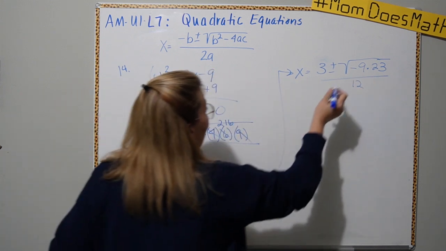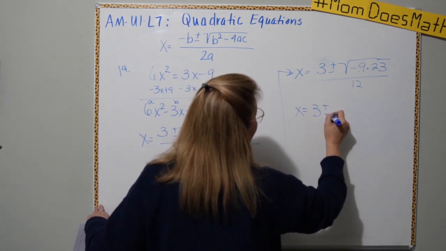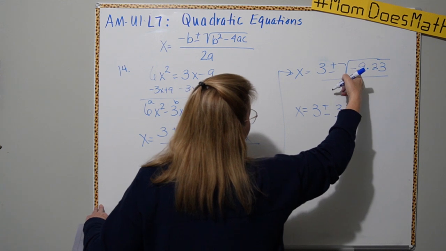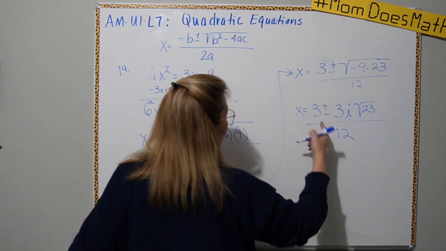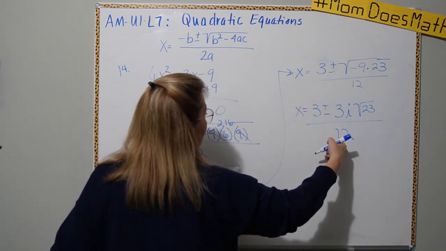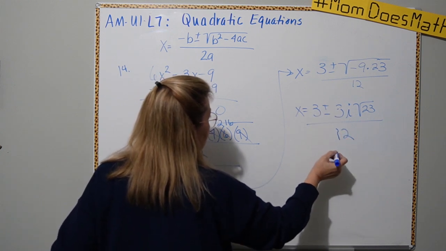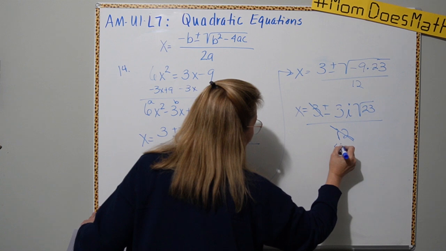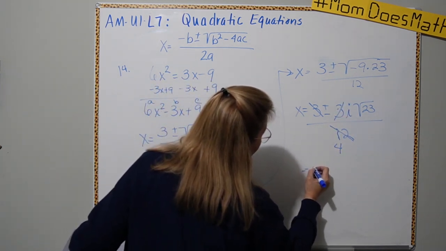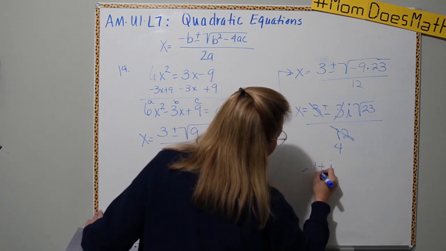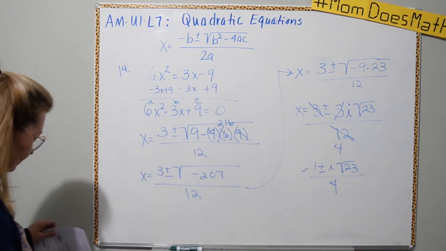Okay? Now, what do you do for the square root of 9? We're going to pull it out. And the square root of 9 is 3. But what's the square root of a negative? i. Square root of 23 all over 12. And once again, when you have the plus or minus sign, if your denominator will reduce by both terms, you can just reduce it. So 3 will go into 12 4 times, and 3 will go into 12 4 times. So now we have 1 plus or minus i square root of 23 all over 4.